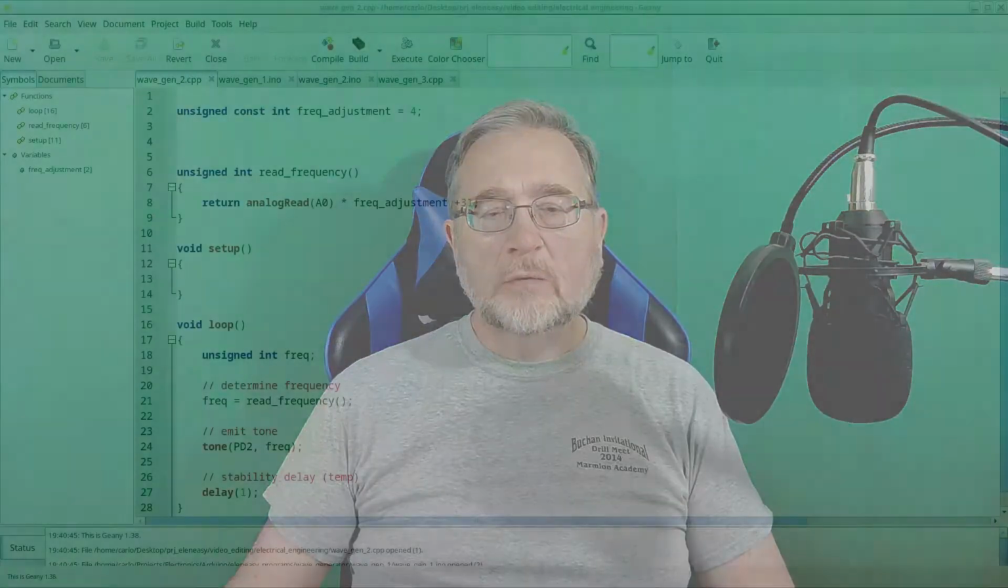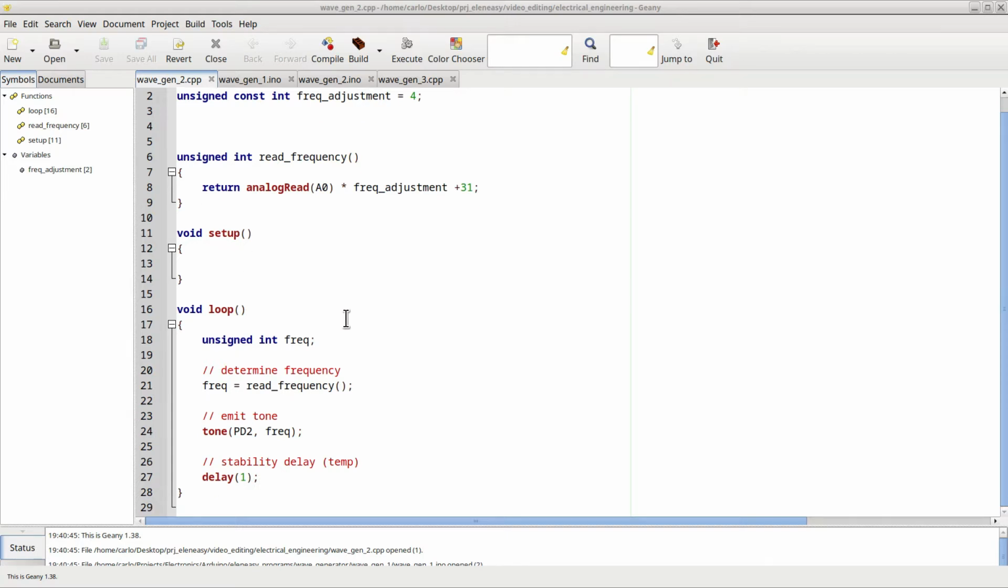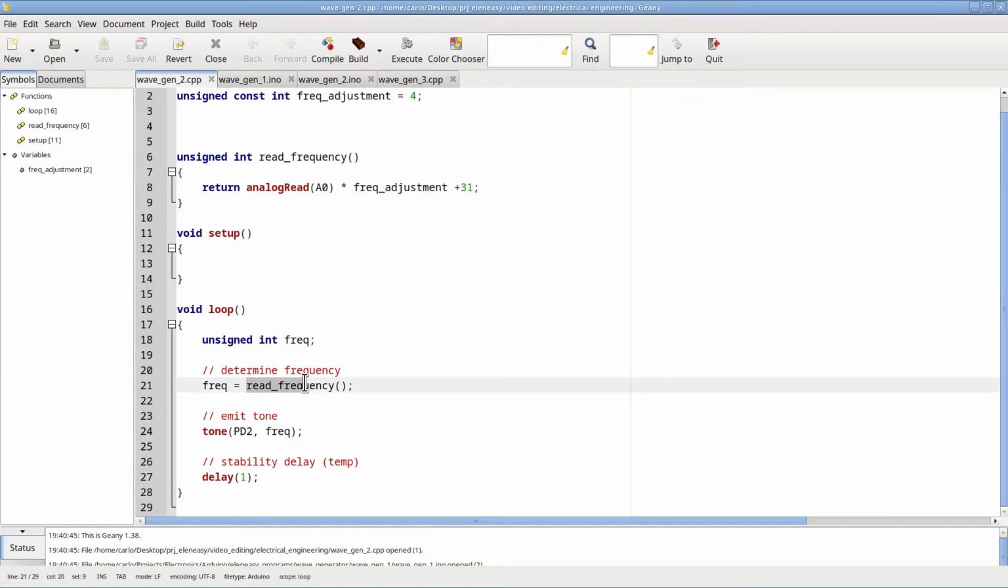Let's now take a look at the software that will be needed to make this circuit work. First of all, note that the software is so simple that we don't even need to put anything in the setup function. Then let's take a look at the loop function. It is very simple. There is a variable named frec for frequency that holds the frequency of the signal emitted by the Arduino. The variable is set by calling function readFrequency, which takes care of examining the voltage available on A0, which is given by the potentiometer. We'll look at this function in a moment.